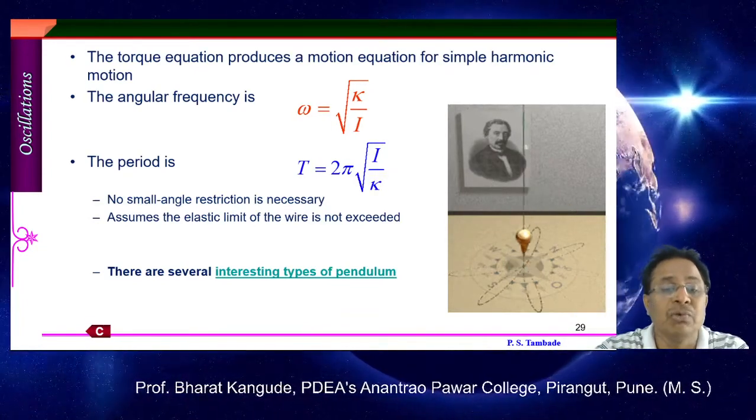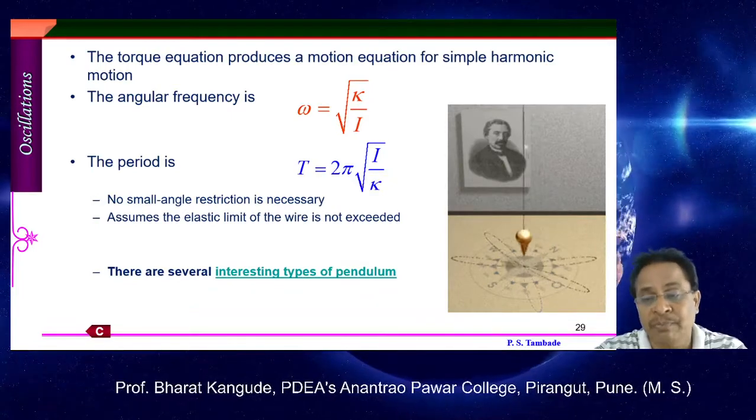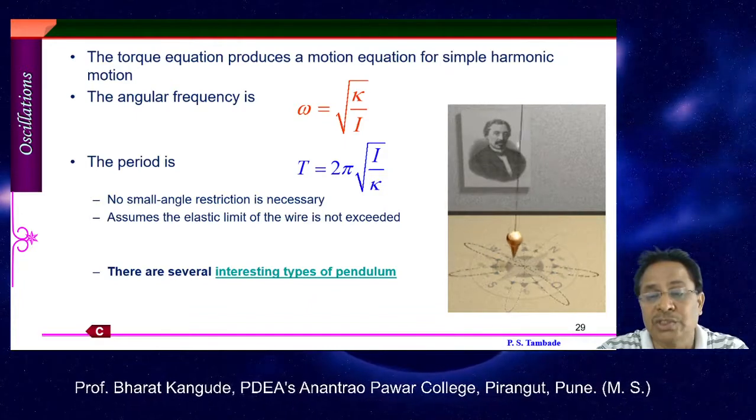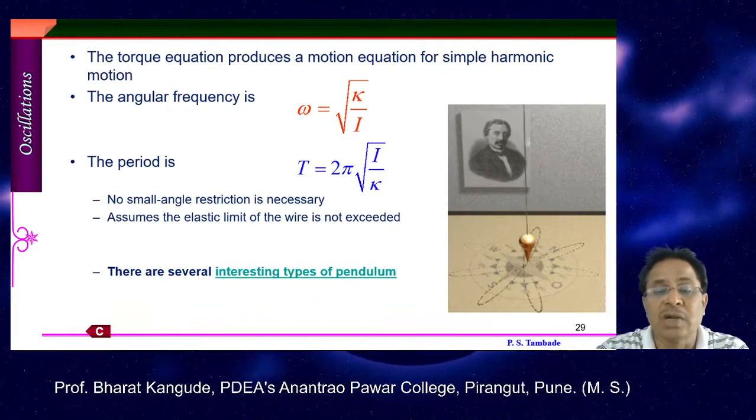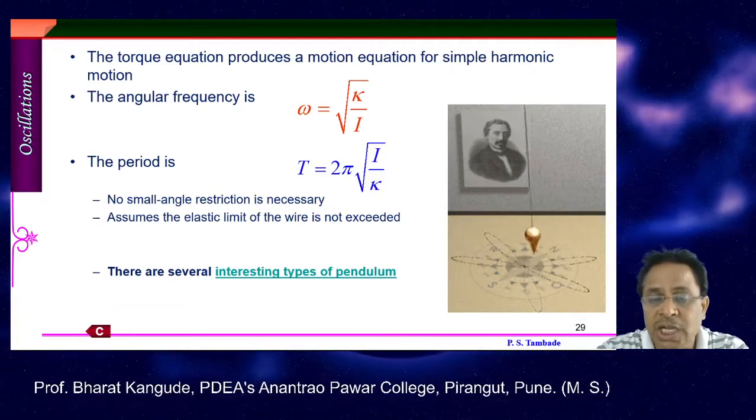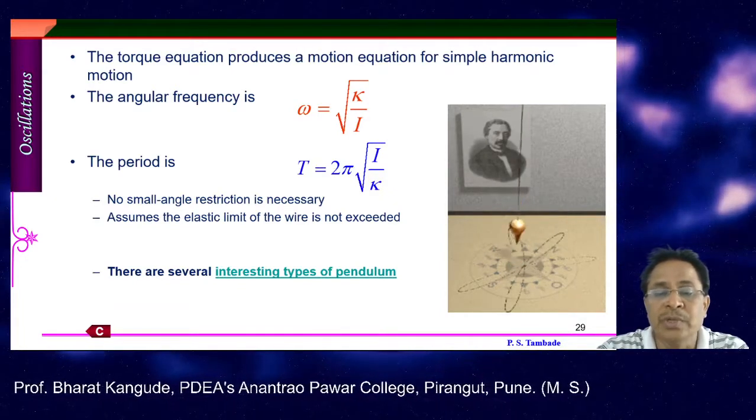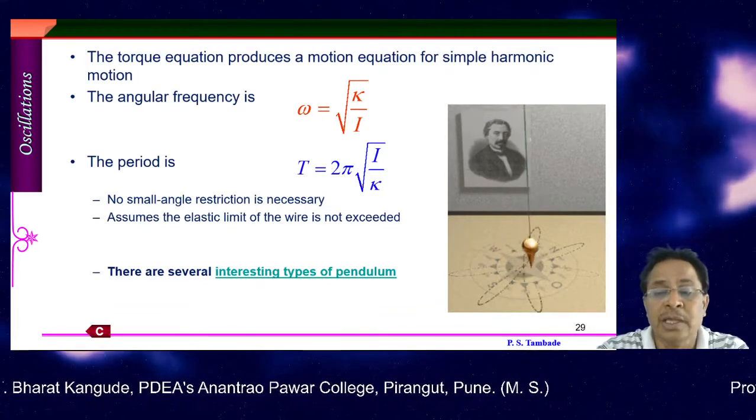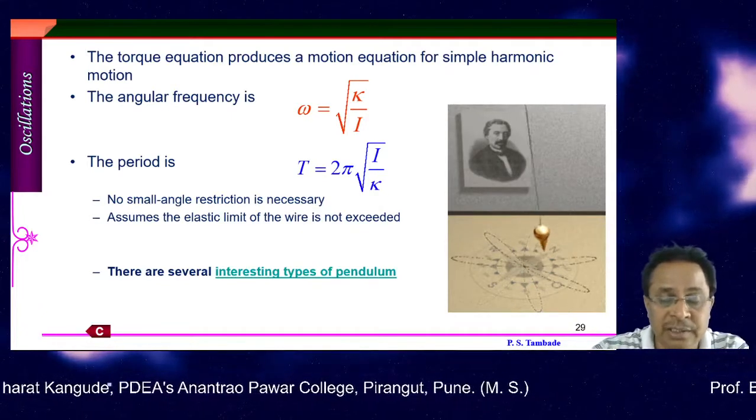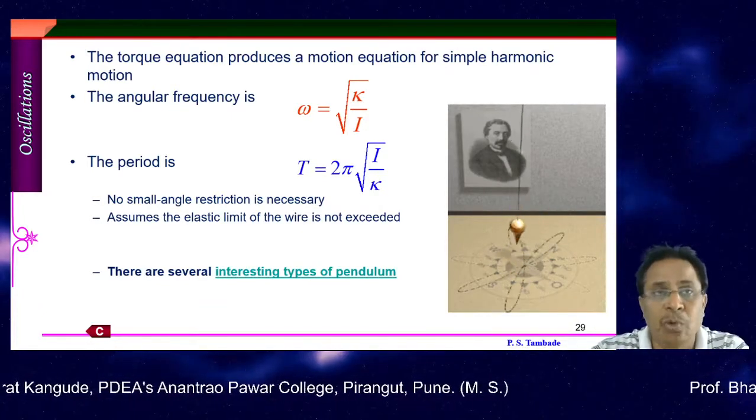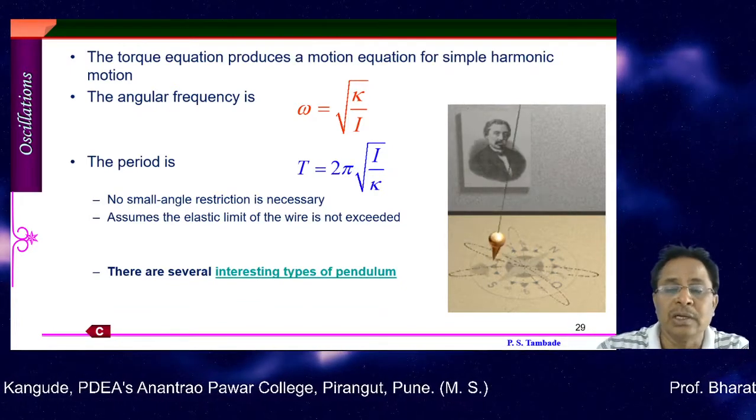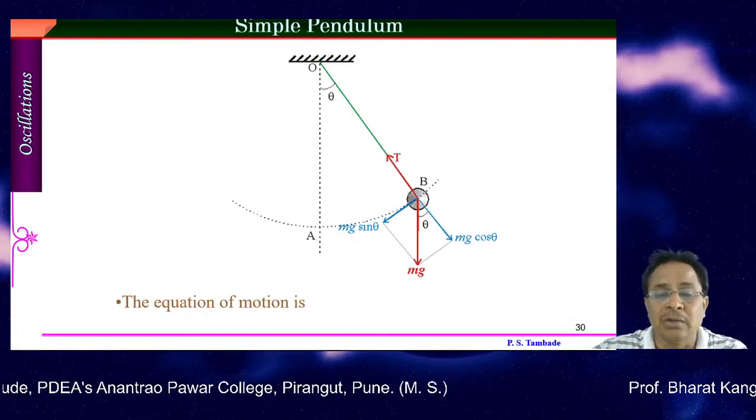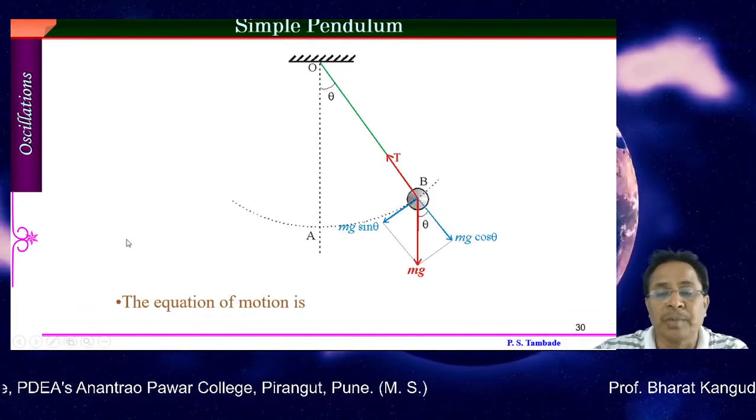Note that there are several interesting types of pendulums invented or discovered by different physicists. One such pendulum is shown in this particular animation, called the Foucault pendulum. Try to read something more about this pendulum. Likewise, there are at least 50 different types of pendulums. Anything hanged becomes a pendulum. That may be a compound pendulum, or you can define your own pendulum. One nice example is shown here, called the angular pendulum, and this is the simple pendulum. I need not repeat much about this.